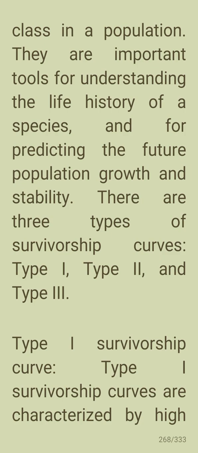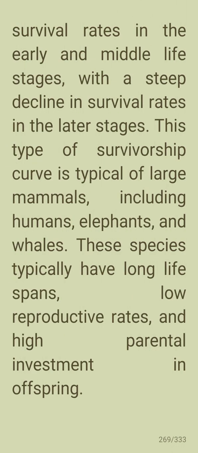Type 1 survivorship curve. Type 1 survivorship curves are characterized by high survival rates in the early and middle life stages with a steep decline in survival rates in the later stages. This type of survivorship curve is typical for large mammals including humans, elephants, and whales. These species typically have long lifespans, low reproductive rates, and high parental investment in offspring. And maybe that parental investment is a factor which is responsible for the high early survival rate.